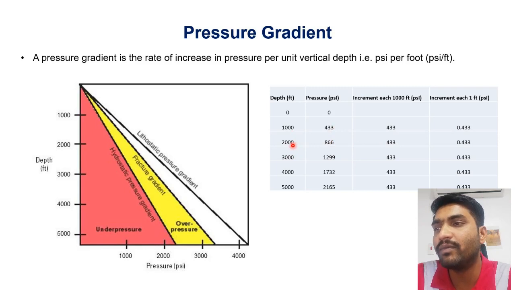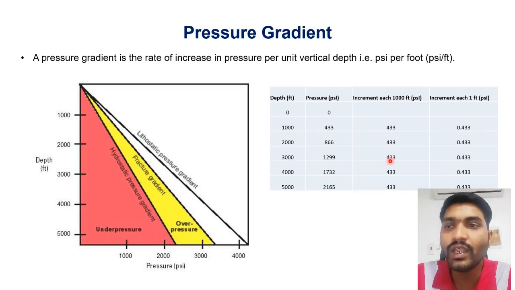Similarly from 2000 to 3000, 3000 to 4000, 4000 to 5000, for each 1000 our pressure has been increased by 433. Now if we want to see the increase for 1 foot, what will we do? We'll simply divide this 433 by 1000. So our answer will be 0.433. What is this 0.433? This is the increase in pressure for 1 foot. So the increase in pressure for 1 foot is basically the pressure gradient.